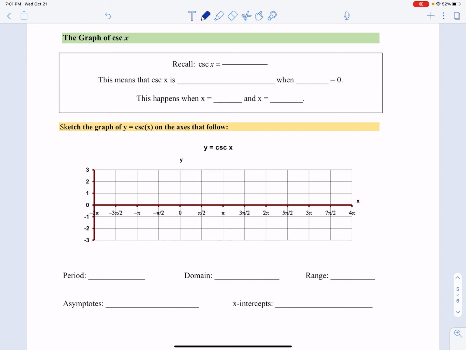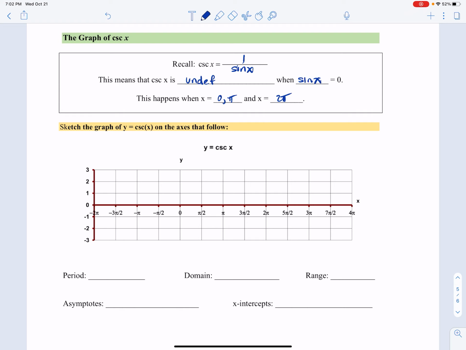So now what we're going to do is look at the graph of the cosecant function. And right away, what we have to remember is that cosecant is 1 over the sine. So that means, again, focusing on the denominator, cosecant is undefined when sine of x is equal to 0. And remember, sine of x is equal to 0 at all the integer pi's. So I'm going to say 0, pi, and 2 pi.